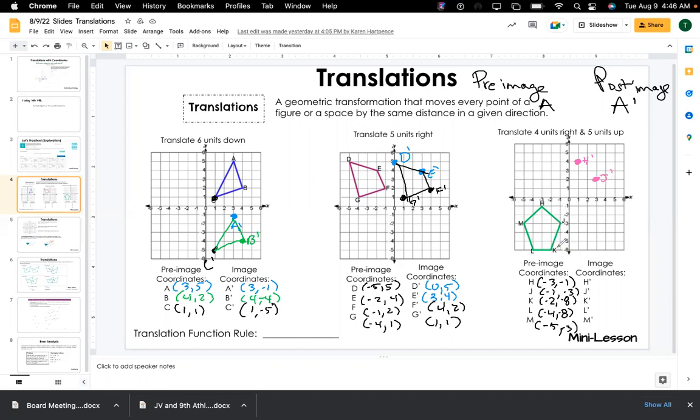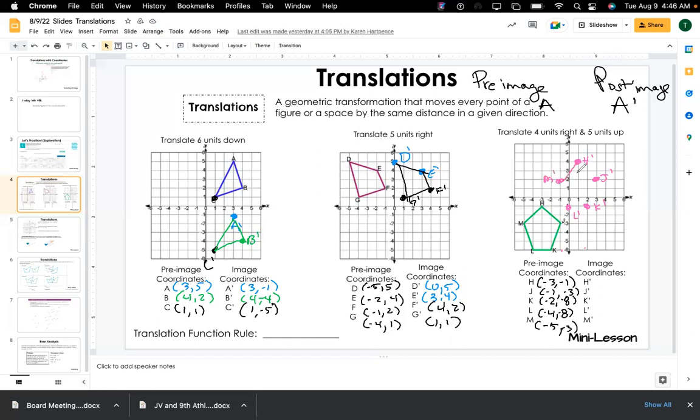J prime. Okay, we're gonna move it 4 units to the right, 1, 2, 3, 4, and 5 units up, 1, 2, 3, 4, 5. Okay, and L, 1, 2, 3, 4, and up, 1, 2, 3, 4, 5. And M, 1, 2, 3, 4, and up 1, 2, 3, 4, 5.